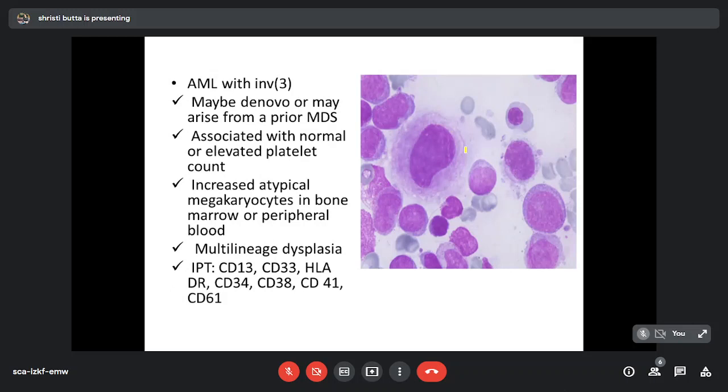How about AML with inversion 3? Typically very important. It is associated with an increase in the megakaryocytes. So increased atypical megakaryocytes in the bone marrow or peripheral blood can also be seen. There is a multilineage dysplasia. So inversion 3 is associated with dysplasia. Okay, as I said, the morphology can either be normal or abnormal, right? So the morphology was normal till now, but when we move on to AML with inversion 3, then the morphology of the cells becomes dysplastic. The immunophenotyping shows that it is CD13, 33, HLA-DR, CD34, CD38 positive. In addition, what is important is CD41 and 61 because they are megakaryocytic markers.